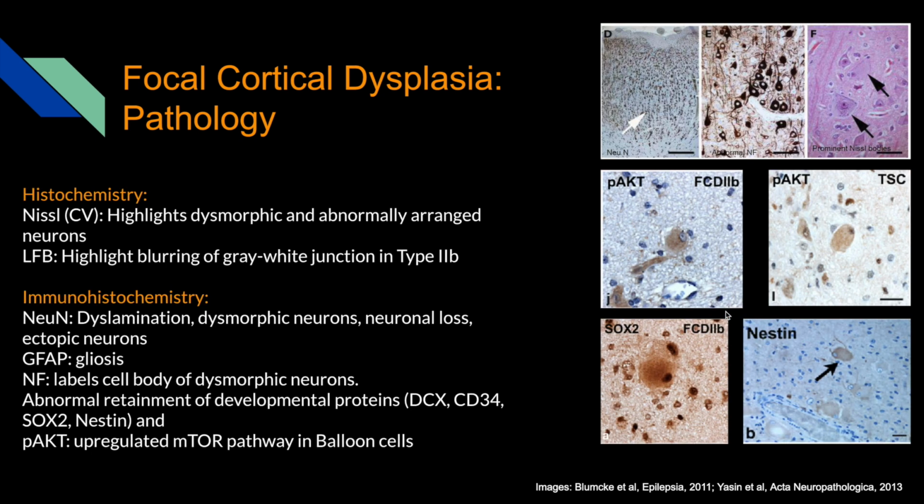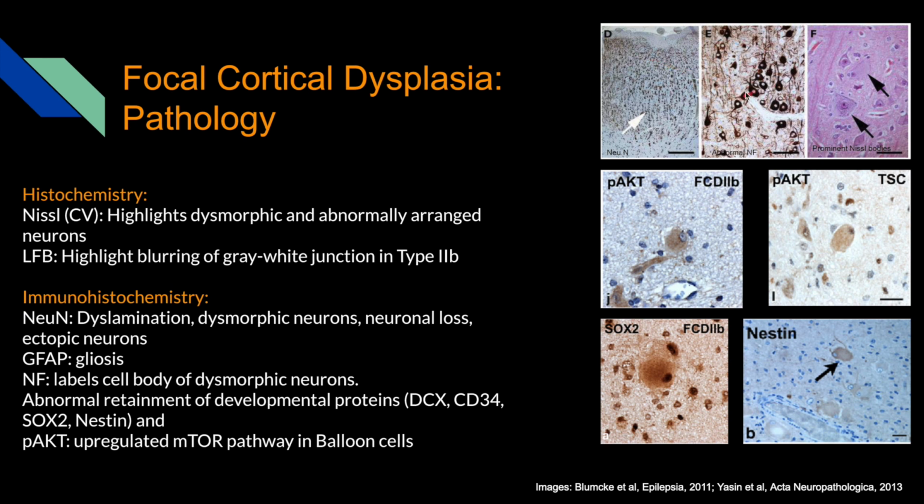In terms of histochemistry, there's a lot of useful things you can do. You can do a Nissl stain or a cresyl violet. These are synonymous, and really these highlight the dysmorphic and abnormal arrangement of neurons in the sections. So again, this would be these very prominent radial dyslamination patterns of these pyramidal cells.